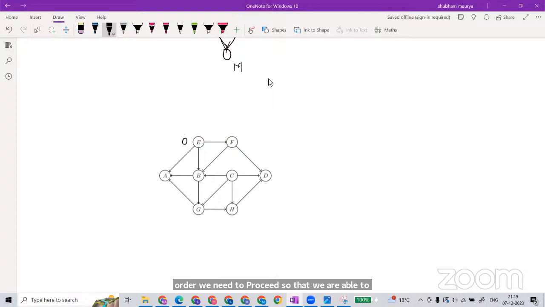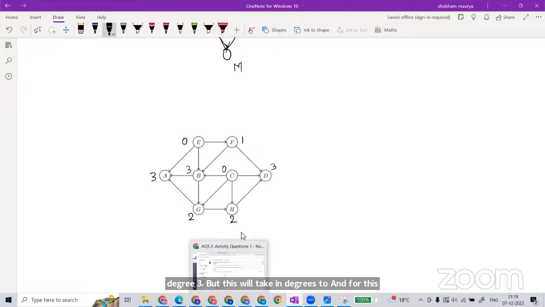That's the problem here. So first, let's count the in degree and out degree. For this vertex, in degree is 0. For this vertex, in degree is 1. For this vertex, in degree is 3. For this vertex, in degree is 3. For this vertex, in degree is 0. For this vertex, in degree is 3. For this vertex, in degree is 2. And for this vertex, in degree is 2.